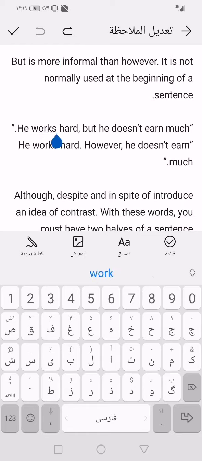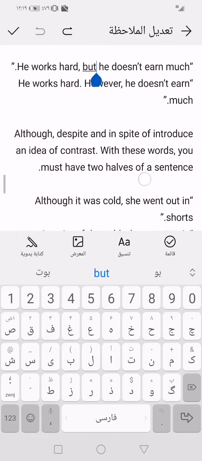He works hard but he doesn't earn much. يشتغل هواية بس ما يحقق الكثير من المال. He works hard; however, he doesn't earn much. إذا انتبهتوا البut والhowever تجي نفس المعنى.